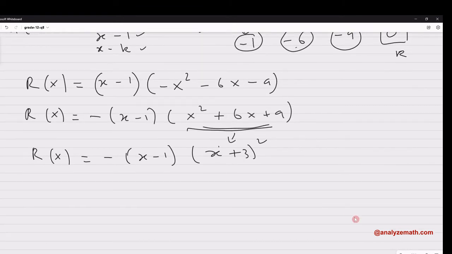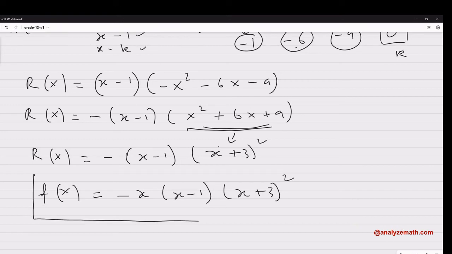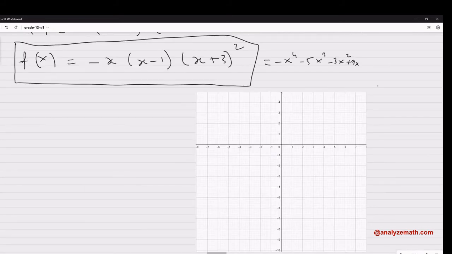Now when we go back to our function, the given one, it will be f(x) equal minus x (x minus 1)(x plus 3) power 2. This is how we factor f(x) completely. We now go to part B, which is sketching. We are going to sketch the graph of f.